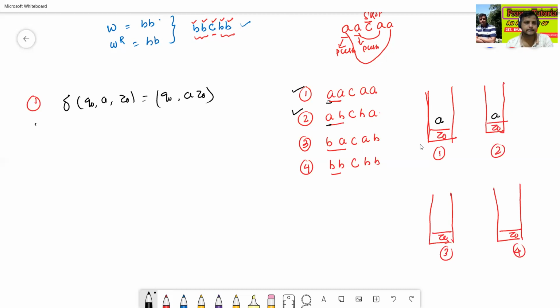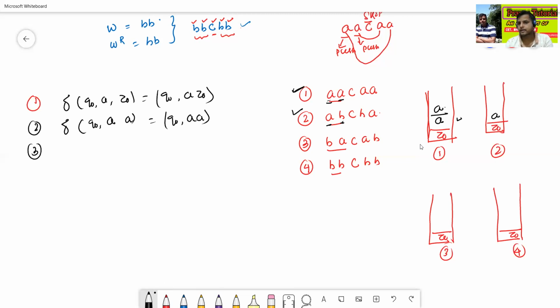Then the second case. After A, then A or B may come. If A comes, A will be pushed, and if B comes, B will be pushed. So first we will consider the first case. Delta(Q0, A, A): the top of the stack is A, it reads A, so it goes to Q0 and pushes A.